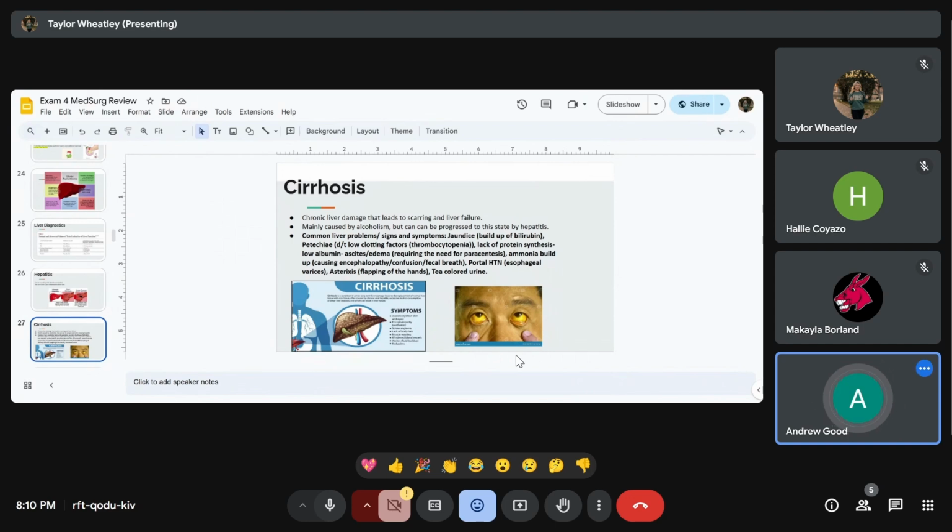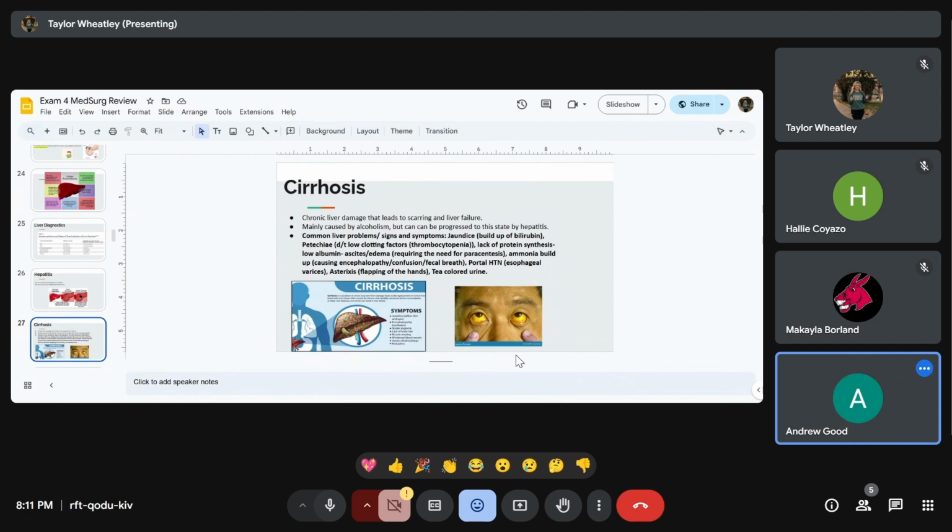Petechiae. You'll see little bruises or rash-looking things, bruises that look like rashes actually, and that's because of the low clotting factor and thrombocytopenia. Lack of protein synthesis causes low albumin, which then progresses into ascites and edema. So we'll require a paracentesis to remove all that fluid. And if all that fluid is in your abdomen, pushing up on your diaphragm, you'll have poor oxygenation. So something to know there.